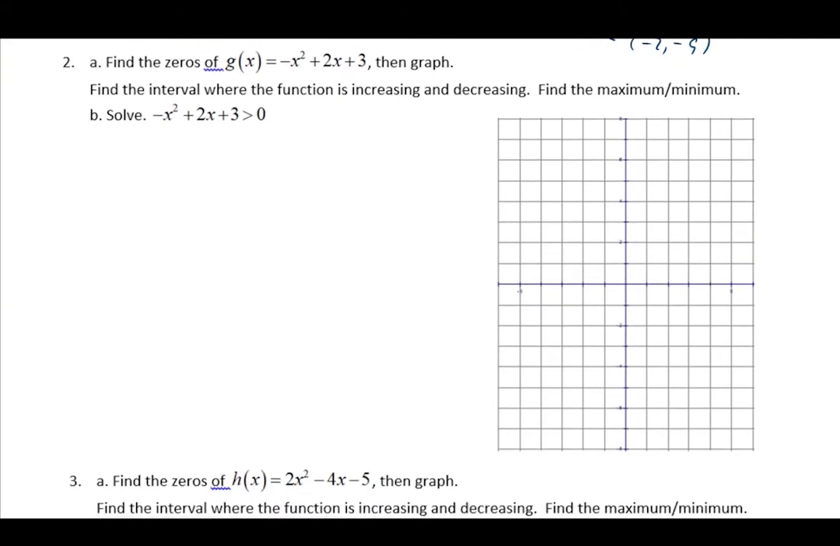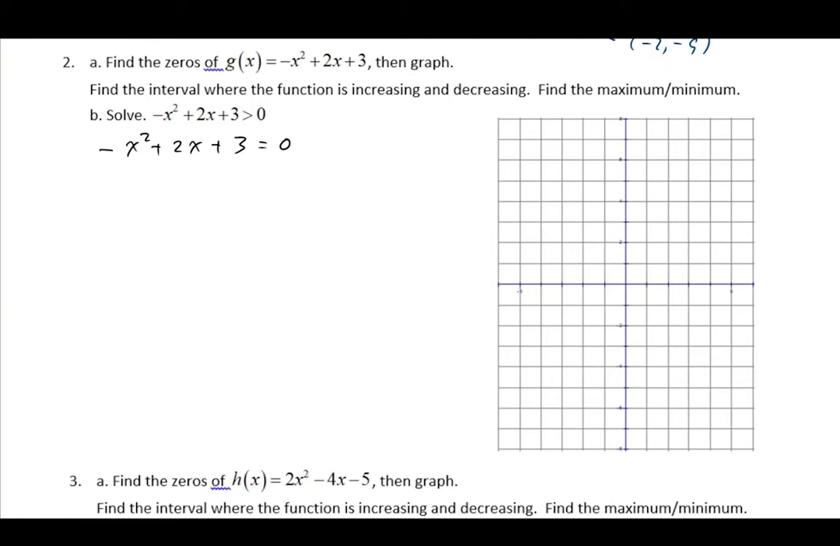Okay, hopefully you have got this one right. So let me work it out for you. Negative x squared plus 2x plus 3 is equal to 0. We could factor it the way it is, but it's so much easier if you multiply negative 1 on both sides. So let's just do that.